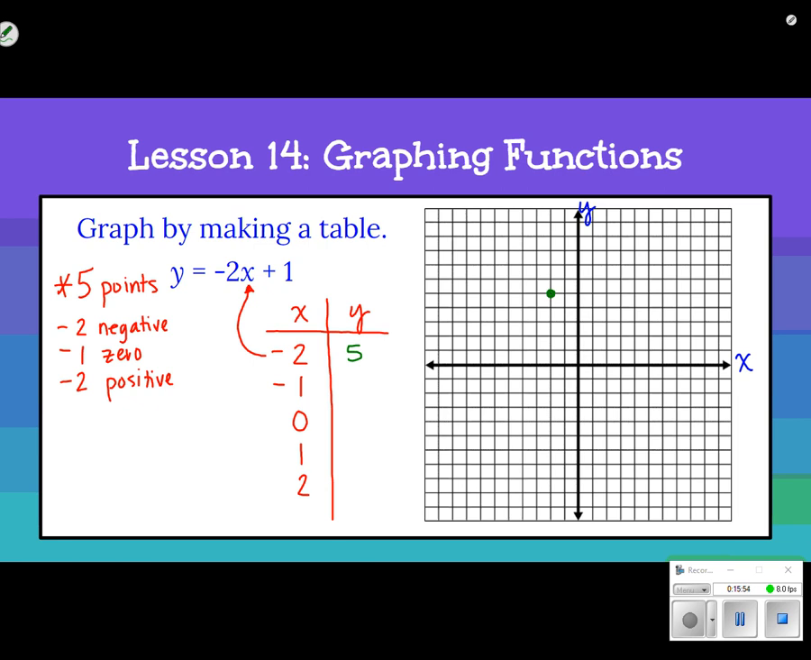All right, let's try -1. So -2 times -1 plus 1. -2 times negative 1 is 2. 2 plus 1 is 3. So negative 1, 3. So we're going to go left 1, up 3. We're going to put a point, and that is the second point on my graph. So I want 5 points. Let's plug in 0. I'm not going to be writing y equals, but I know that what I am getting is a y value. So negative 2 times 0 is 0. 0 plus 1 is 1. So 0, 1.